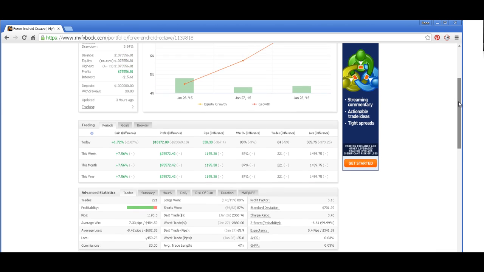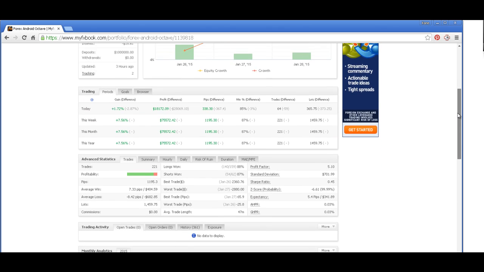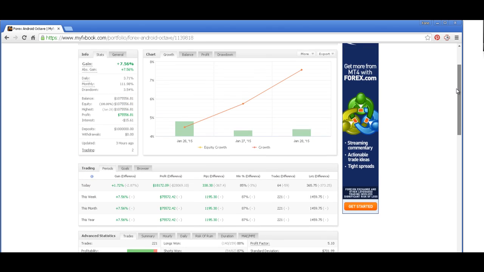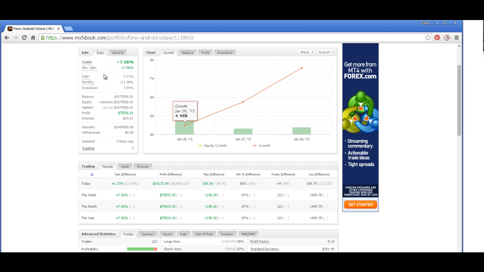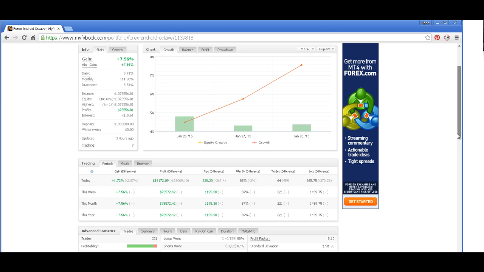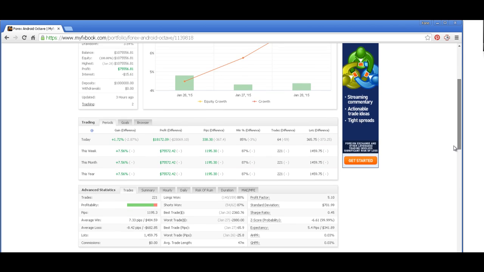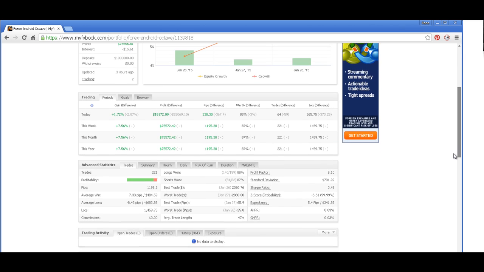This is a MyFX Book, and what we're doing is looking at what the performance has been up to this point. So far the gain is a modest amount, 7.56%. Now what I want to show you is the amount of trades that was actually placed. And keep in mind, this is manual trading. This is no kind of automated robot or anything like that. This is just purely manual trading.